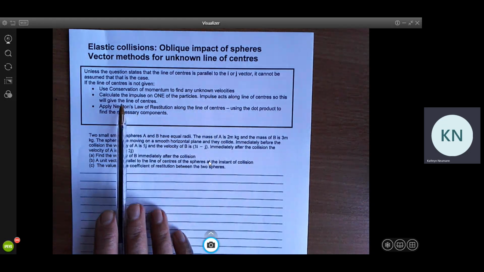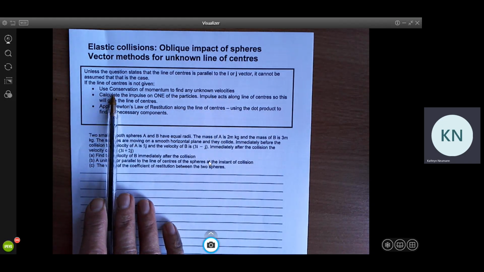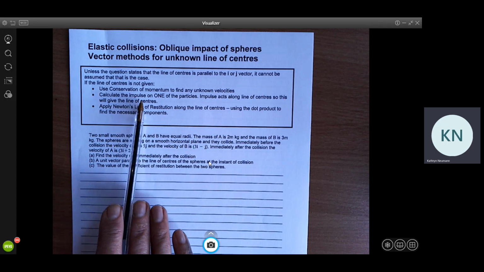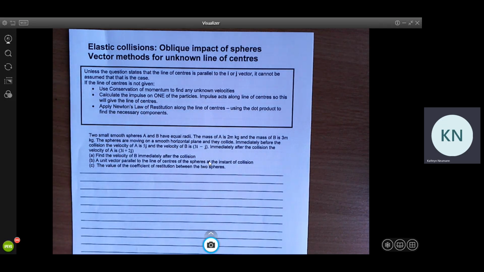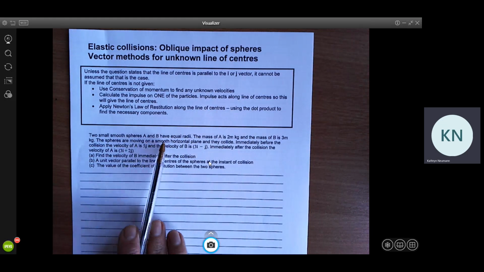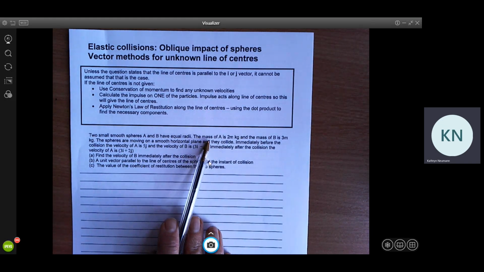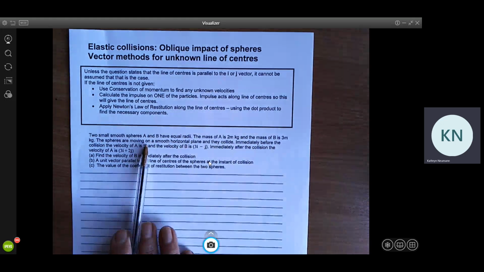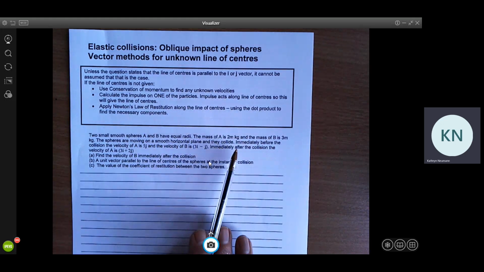So we're going to do that by using conservation of momentum to find any unknown velocities. And we're going to calculate the impulse on one of the particles and use that to find the line of centres. Let's do an example and it will become clear how you will use this approach. So we've got two small spheres, A and B, of equal radii. The mass of the first one is 2m and the second one is 3m. They're moving on a smooth horizontal plane and they collide.